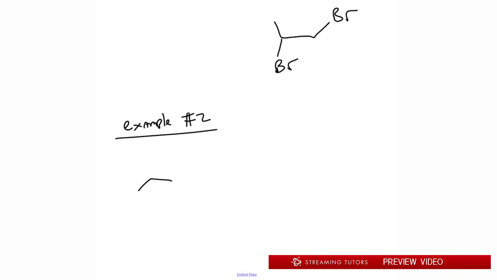Let's say I have a ring system, for example, and I write BrCl. So this is two different halogens. Who comes in first, who comes in second, right? So let's say this is in CH2Cl2. Well, here's how you figure this out.